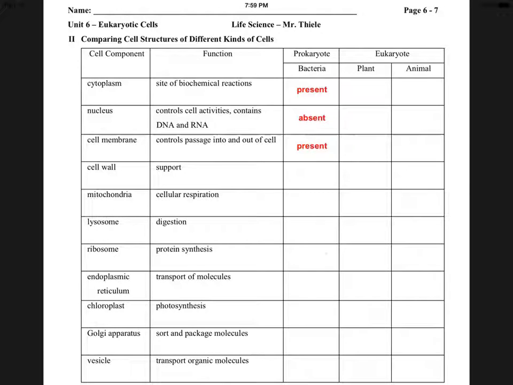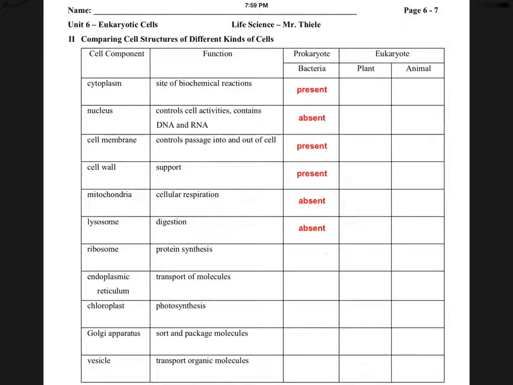It controls the passage of materials into and out of the cell. All cells have a cell membrane. Bacterial cells also have a cell wall, which functions for additional support outside of the cell membrane. Prokaryotes do not have mitochondria. Those are absent. Mitochondria is a membrane-bound organelle, so those are not present in prokaryotic cells.